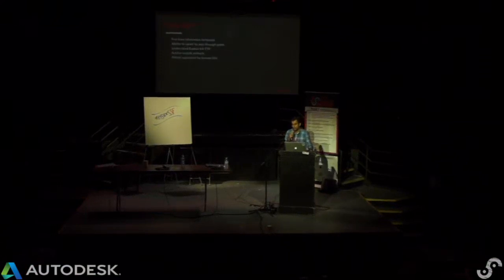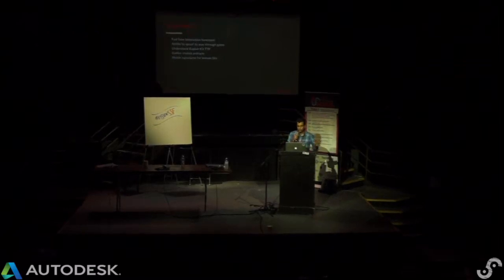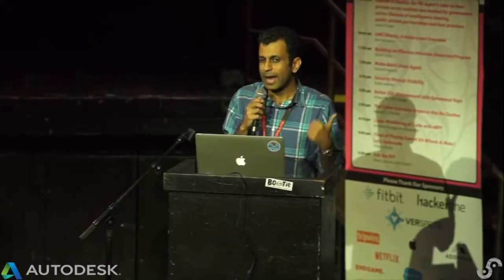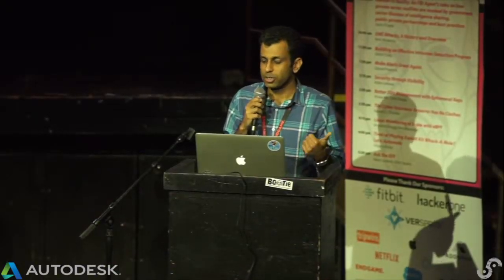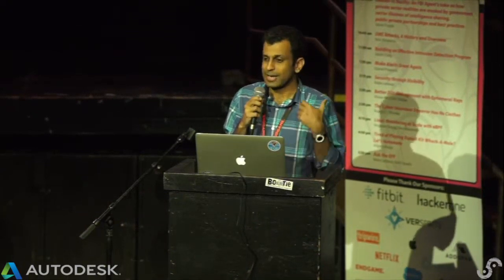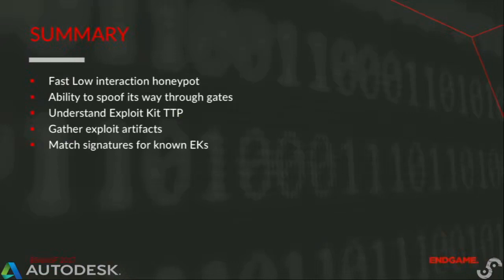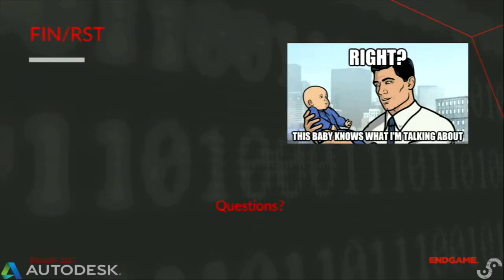So what do we have here? This is a new approach that you can use to build a fast, low-interaction honeypot that at the least does everything that JavaScript deobfuscators let you do. Understand what's happening on a browser while an exploit kit is executing. You can spoof your way through gates. You can extract the exploit artifacts, Flash files and Adobe exploits, for out-of-band scanning from VirusTotal and such. And you can, at scale, look for signatures for known exploit kits. And that's it.